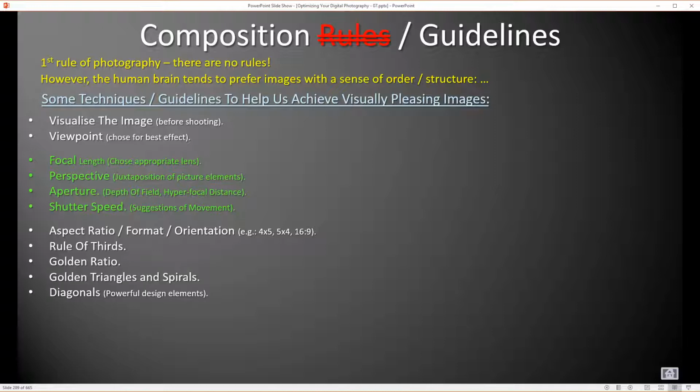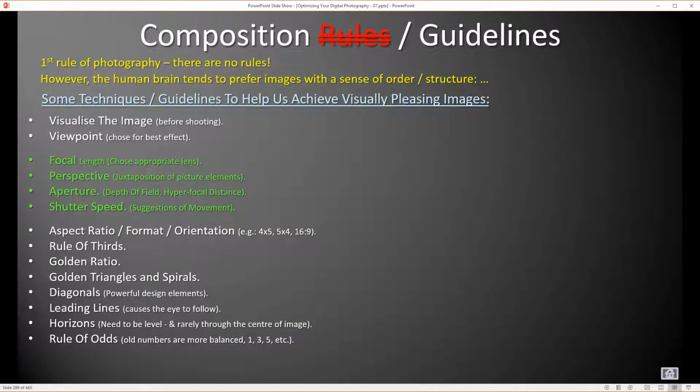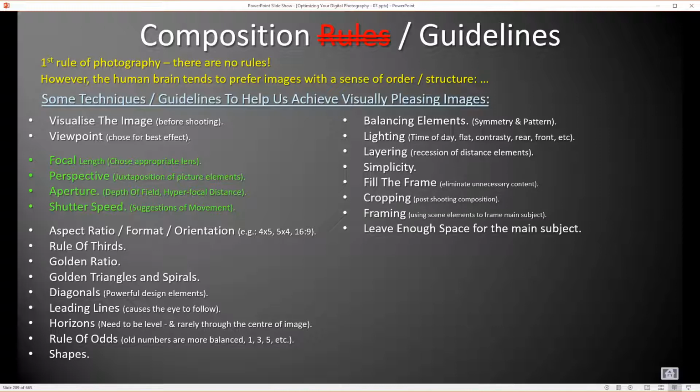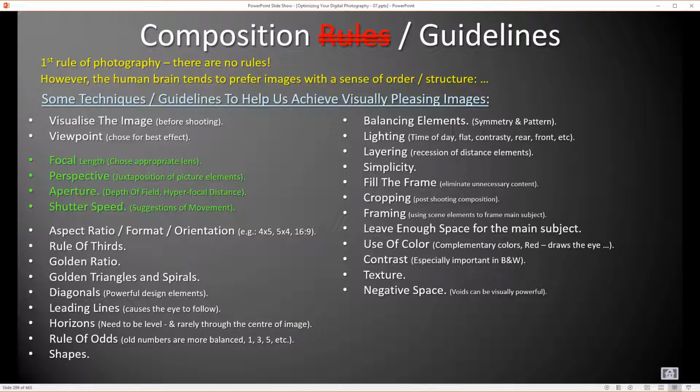Golden ratio, golden triangle and spirals, diagonals, leading lines, horizons, rule of odds, shapes, balancing elements, lighting, layering, simplicity, fill the frame, cropping, framing, leave enough space for the main subject, use of colour, contrast, texture, negative space. Backgrounds, foreground interest, depth.